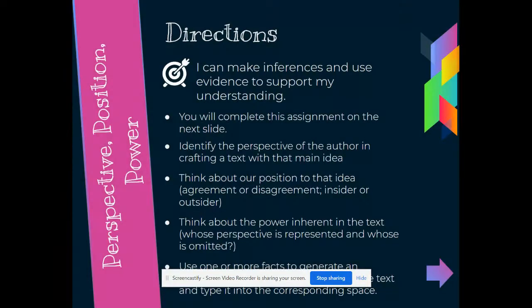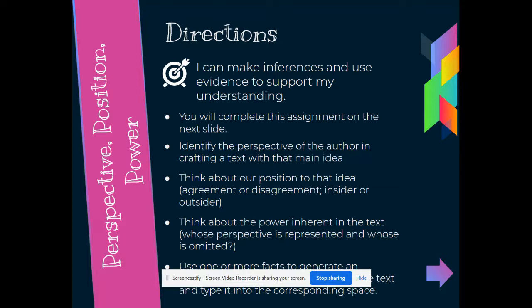Lesson 2, perspective, position, and power. I can make inferences and use evidence to support my understanding. You're going to complete the assignment on the next slide. Identify the perspective of the author in crafting the text with that main idea. Remember, when we talk about perspective, point of view. Think about our position to that idea, agreement or disagreement, insider or outsider. Think about the power inherent in the text.